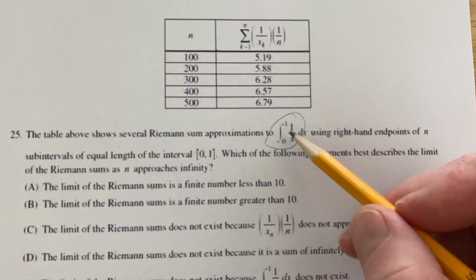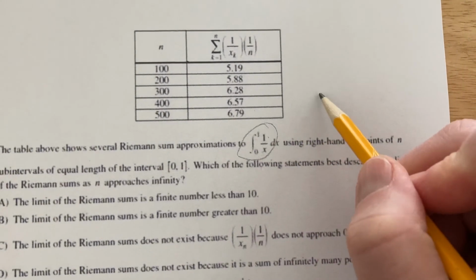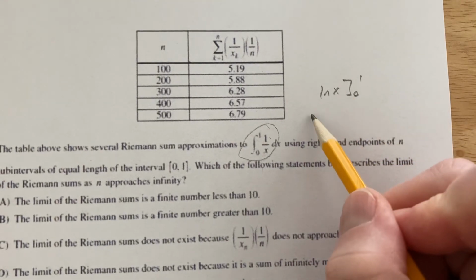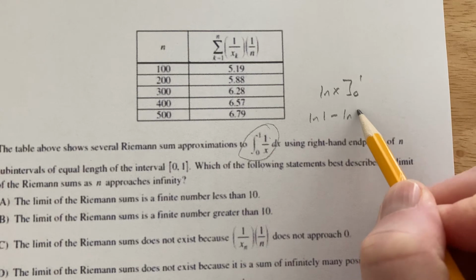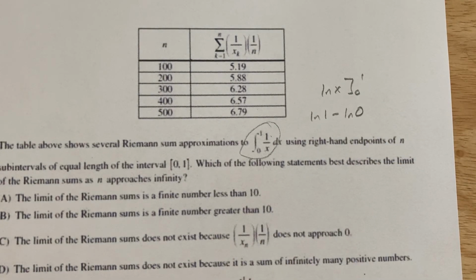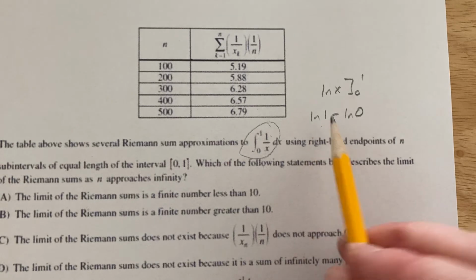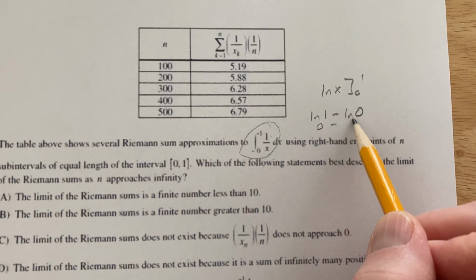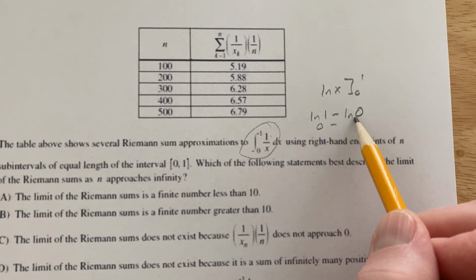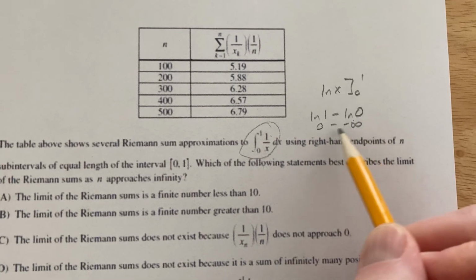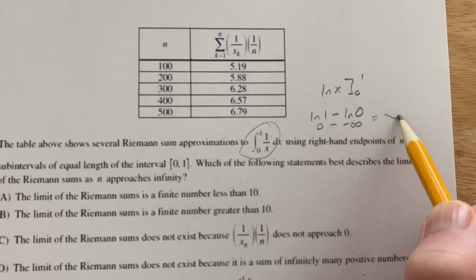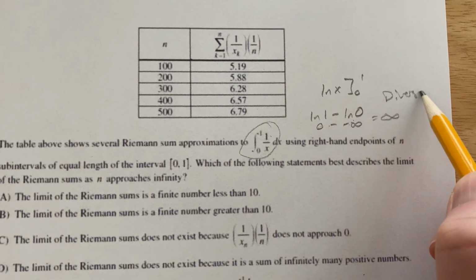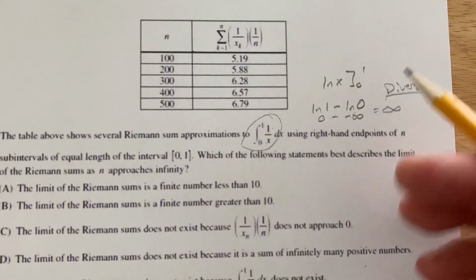They were trying to integrate 1 over x from 0 to 1. If we integrate 1 over x, we get natural log of x, right? And if we do this, we get natural log of 1 minus natural log of 0. Now, natural log of 1 is 0. But the natural log of 0 doesn't exist. It's like a negative infinity. So we get 0 minus negative infinity, which is infinity. This is going to diverge, right? This is going to get bigger and bigger and bigger over time.